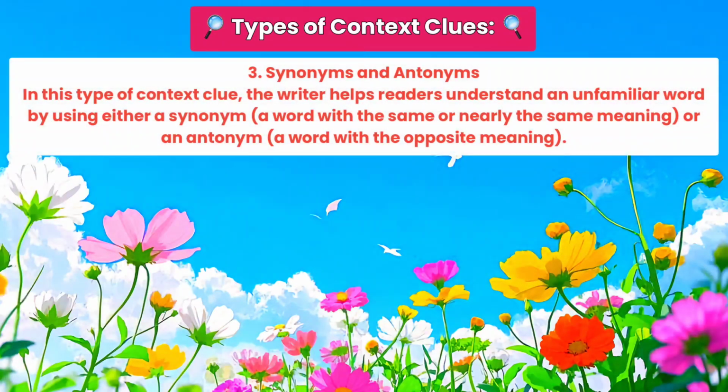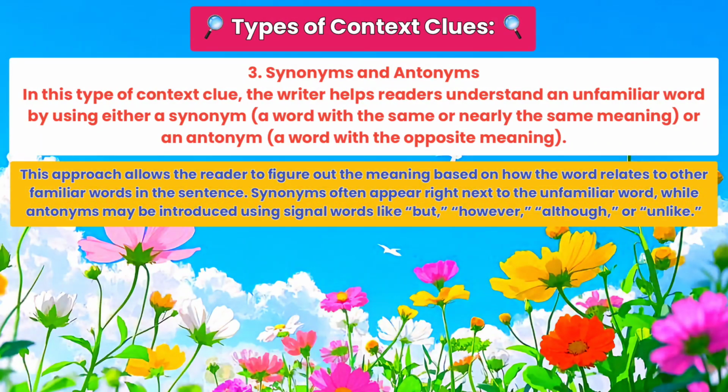And number 3, synonyms and antonyms. In this type of context clue, the writer helps readers understand an unfamiliar word by using either a synonym, a word with the same or nearly the same meaning, or an antonym, a word with the opposite meaning.